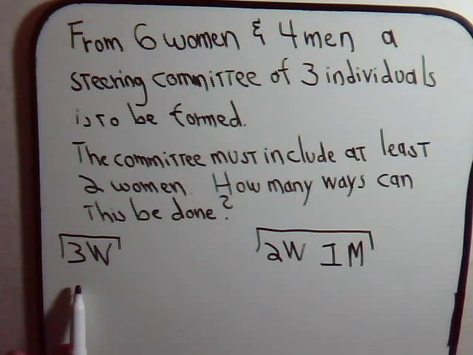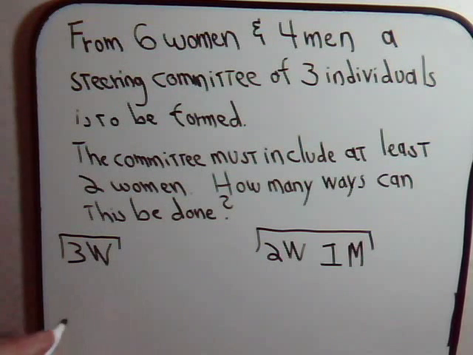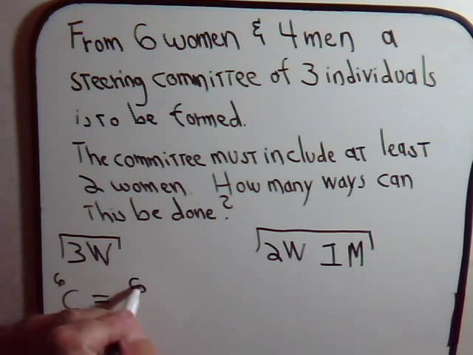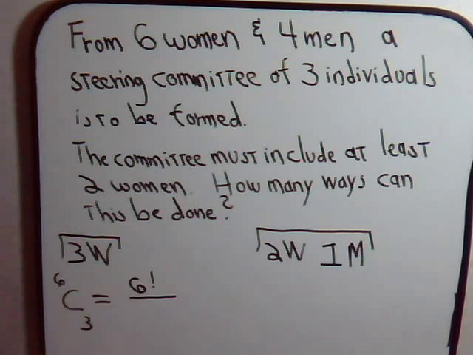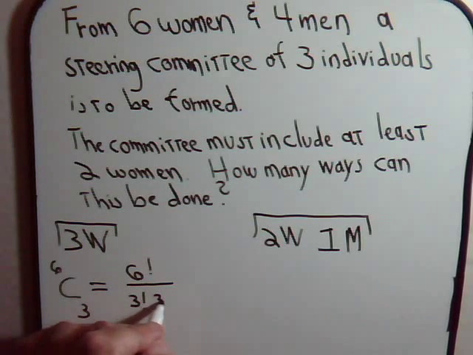Well, let's take a look at this one. How many different ways can this be done? Well, that should be pretty simple to answer. We have 6 women, and all we're going to do is select 3 of them. So we know how to do that. 6 women, choose 3. The order doesn't matter, so this will be equal to 6 factorial divided by 6 minus 3, which is 3 factorial, times 3 factorial.